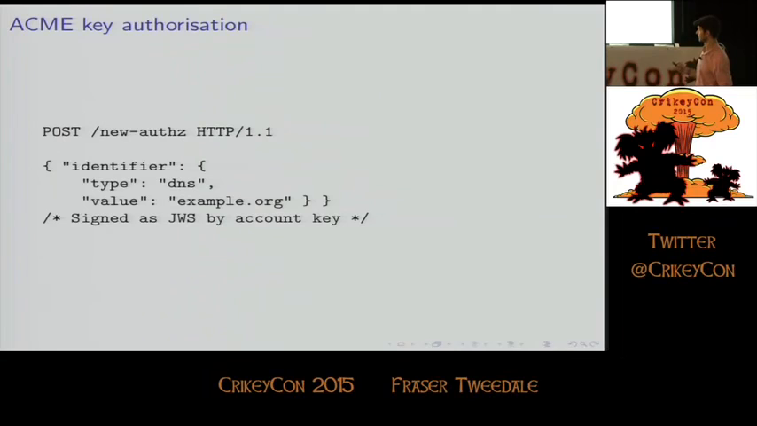So you can post to new-authz. Now this is not actually specified by the protocol, which is why those link headers are important. But I imagine that most implementations will standardize around a common set of paths. So it'll post an identifier, type DNS, value the domain name. This structure is designed such that the protocol could be extended for other use cases, but at the moment there's only one type defined, and that's DNS for domain names.